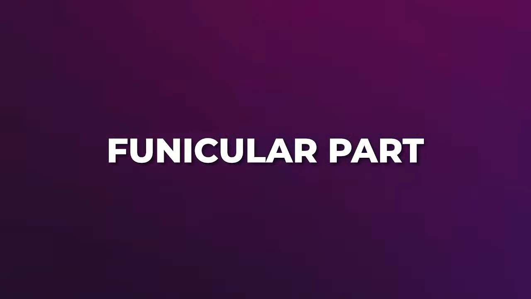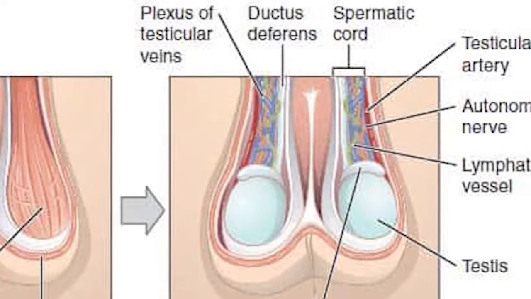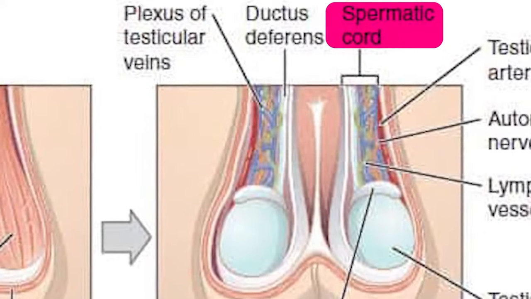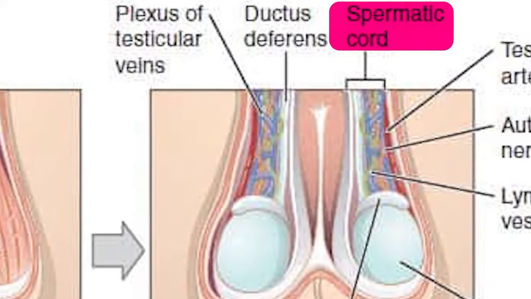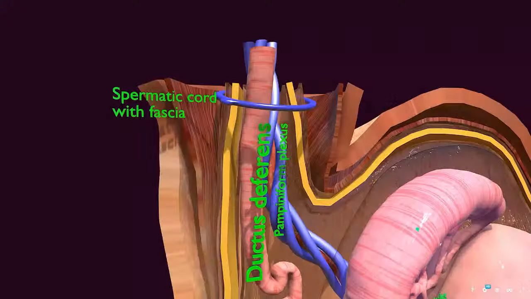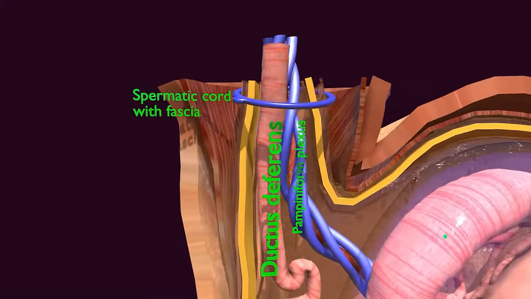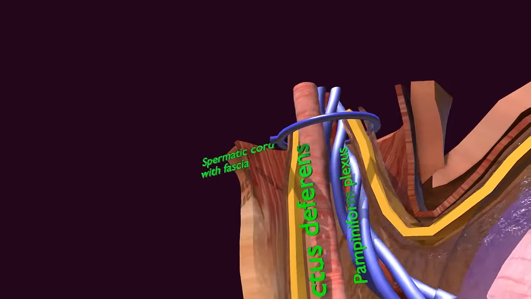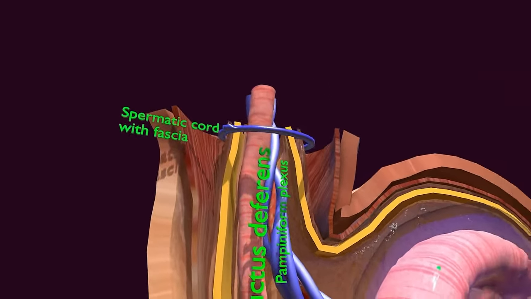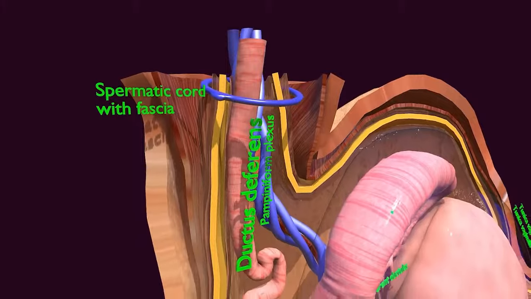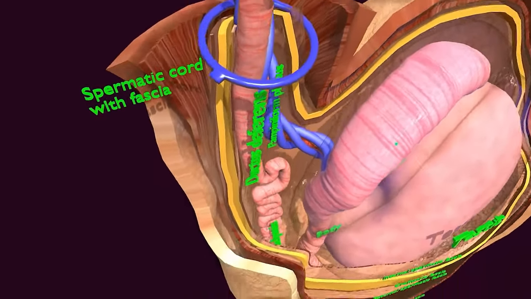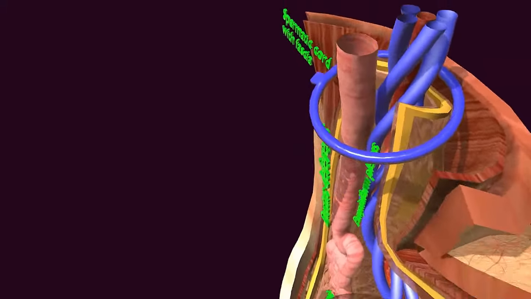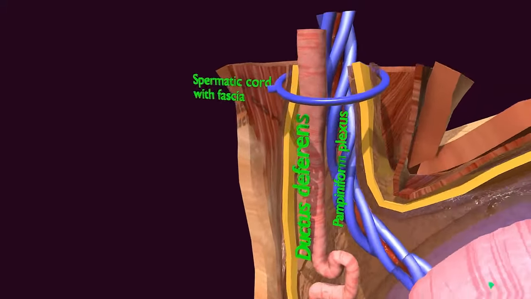Funicular part. The funicular part of the ductus deferens is located within the spermatic cord, which contains blood vessels, nerves, and lymphatics essential for supporting the testes. This part ascends through the spermatic cord and plays a role in carrying sperm from the scrotum toward the abdominal cavity. The funicular part is particularly important because it passes through the external structures that help regulate temperature and blood flow to the testes, ensuring optimal conditions for sperm transport.